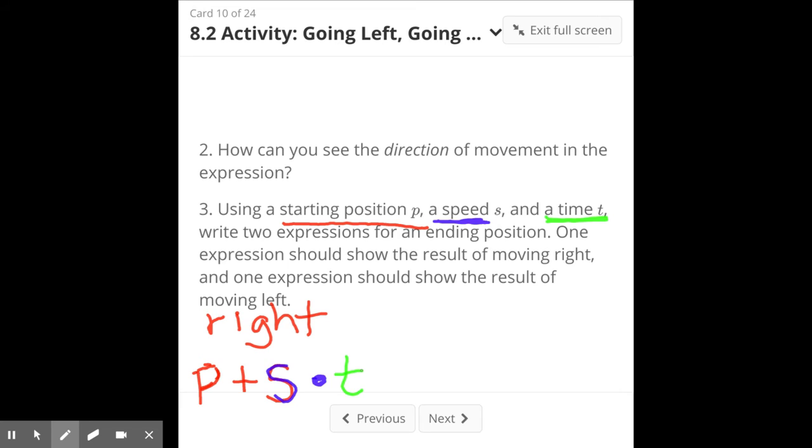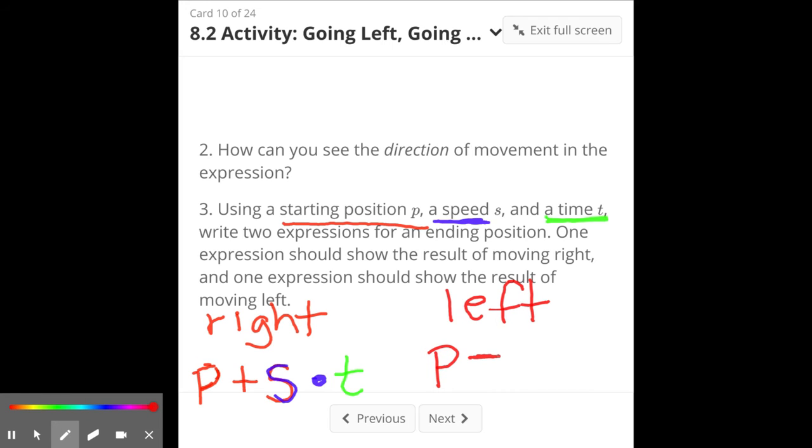Okay, the second equation that you can write has to do with moving to the left. This equation is very similar. We have a starting position, but this time we are going to subtract. Because we're moving to the left, we are going to subtract our speed, and then we are going to multiply our time. All right, these are just a couple ways of representing our movement with an equation.